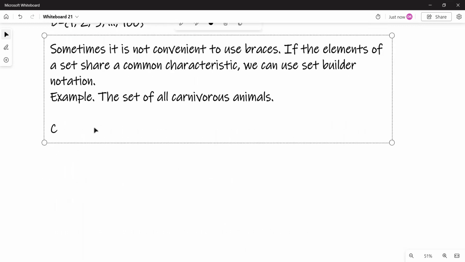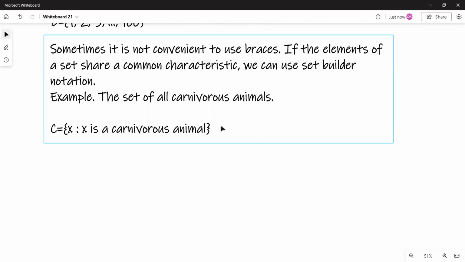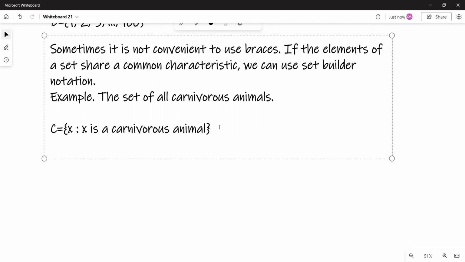So in set builder notation it is going to look like this. We're still going to use braces, but that's going to be the set of all x. We're going to use a bar, or the book is using a colon, so I'm going to use that, such that x is a carnivorous animal. So this reads, that colon means such that. And this reads the set of all x such that x is a carnivorous animal.